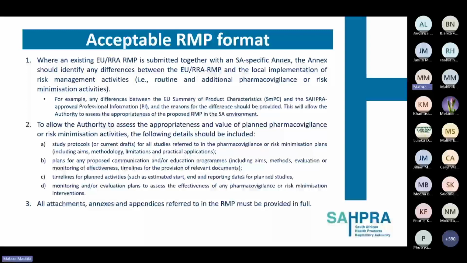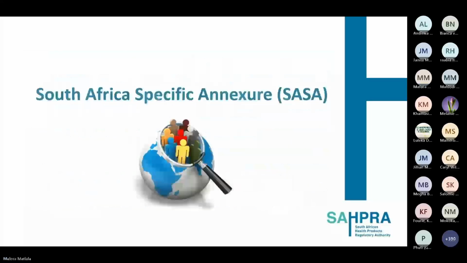It should be included rather when you are submitting. All attachments, annexes, and appendices referred to in the RMP must be provided in full as well, so that it will make it easier and much more understandable for us to review what has been submitted and to inform regulatory decision making in relation to the submitted RMP or the SASA.